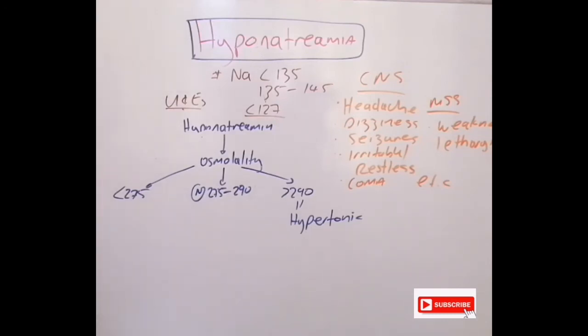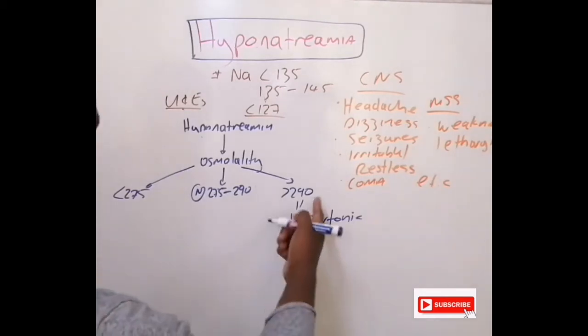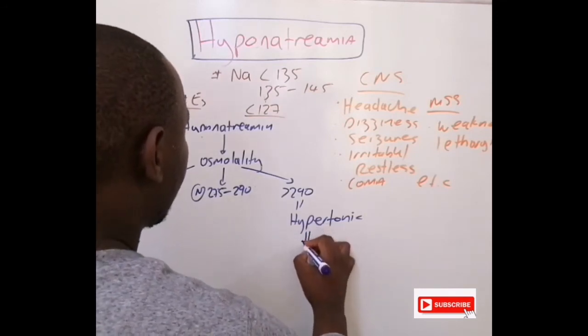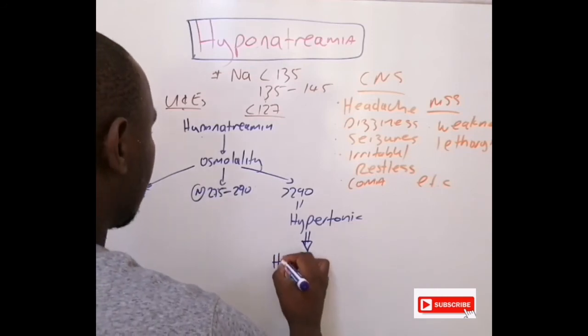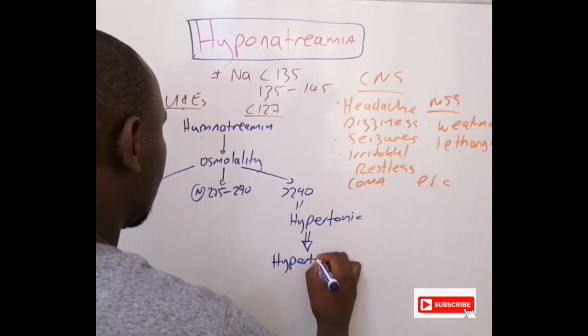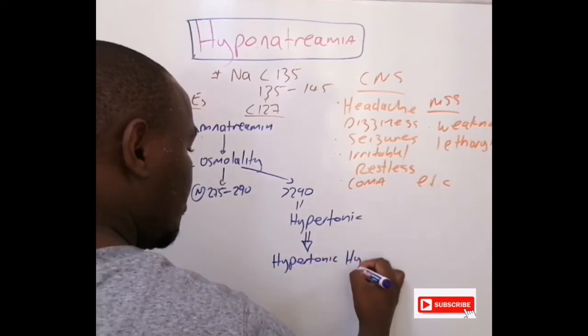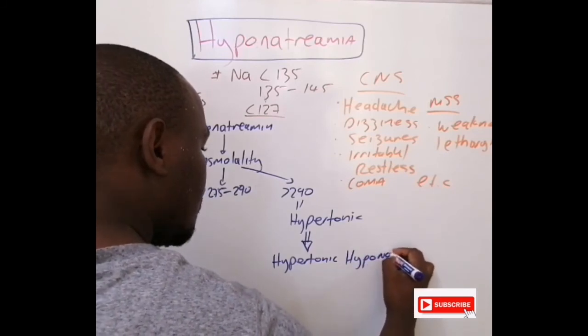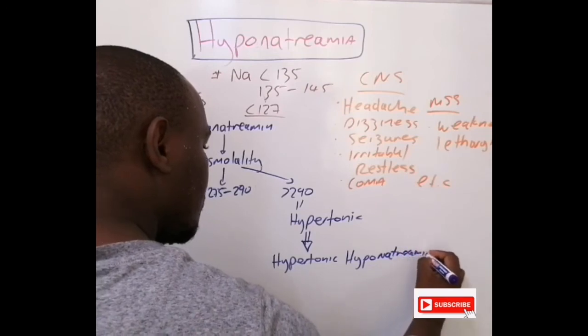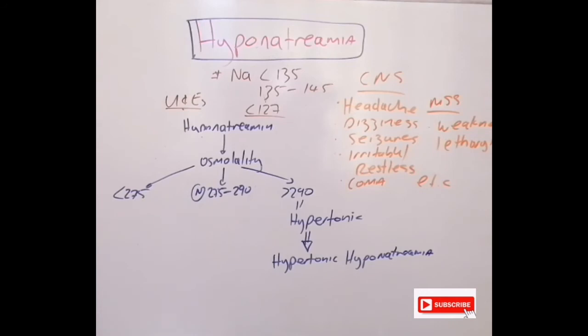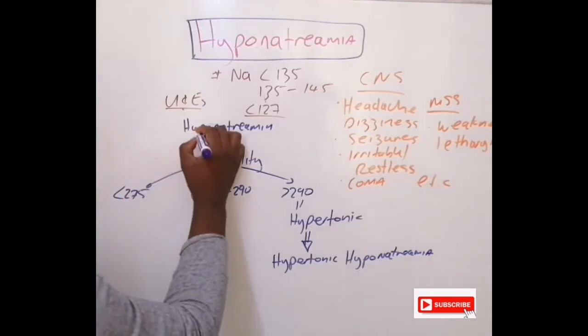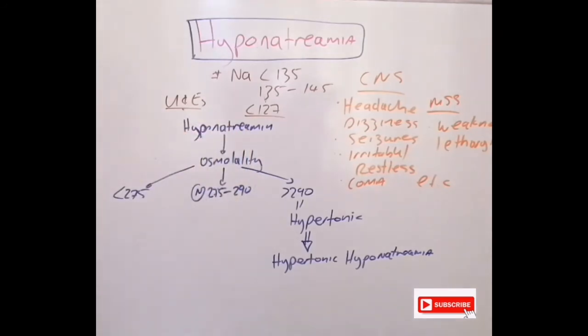Now, let's talk about hypertonic hyponatremia, because that's the diagnosis that you have on this side. So you've got a patient, they've got hyponatremia, and you calculate their osmolality. You find that they have an increased osmolality. Then that's hypertonic hyponatremia.